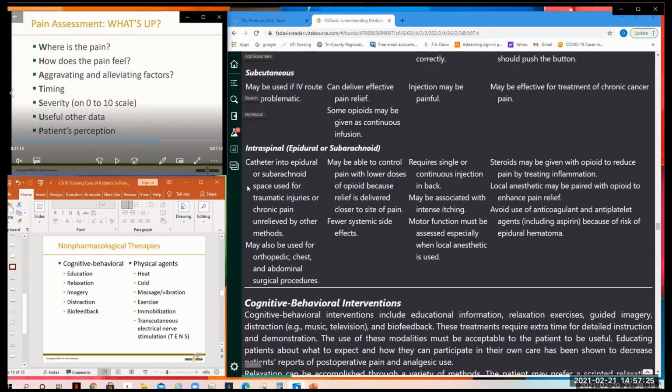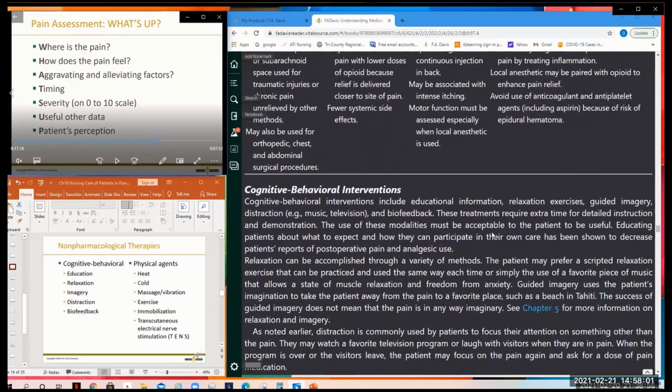Requires single or continuous injection in back. May be associated with intense itching. Motor function must be assessed, especially when local anesthetic is used. Steroids may be given with opioid to reduce pain by treating inflammation. Local anesthetic may be paired with opioid to enhance pain relief. Avoid the use of anticoagulant and antiplatelet agents, including aspirin, because of the risk of epidural hematoma.